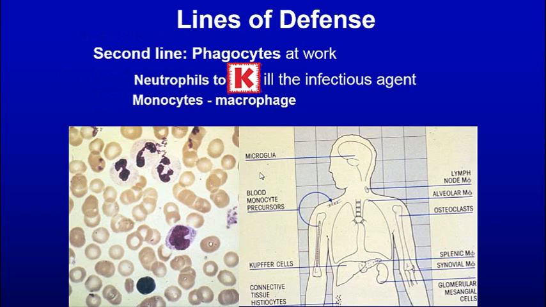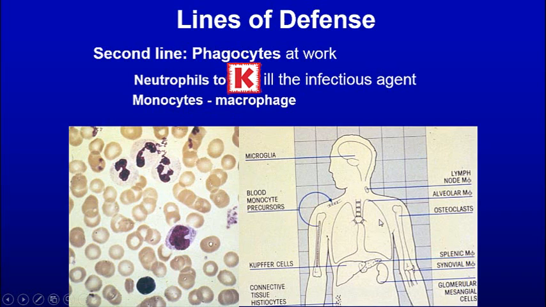It transmits through into the germ-free environment, and you want to prevent that transmission. Also, the second line is the phagocytes. Neutrophils kill infectious agents. And so neutrophils kill bacteria. And monocytes make macrophages. Throughout the body you see a host of different cells, they all come from the monocyte in blood going to the various tissues.